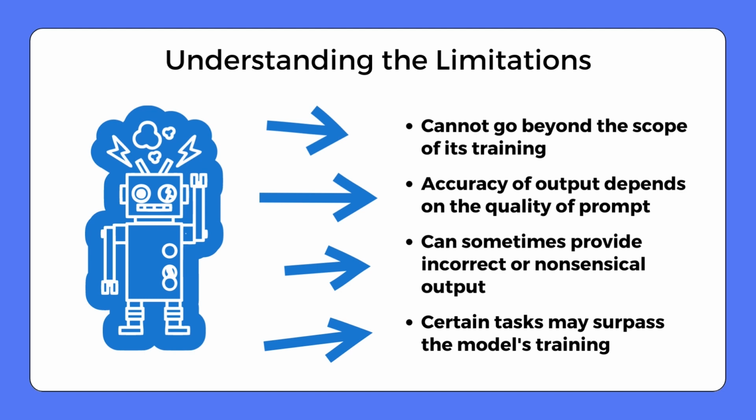Third, even with meticulous prompt engineering, models may sometimes generate outputs that are factually incorrect or nonsensical. This is because these models generate responses based on patterns they learned during training, and they don't understand the content in the human sense.